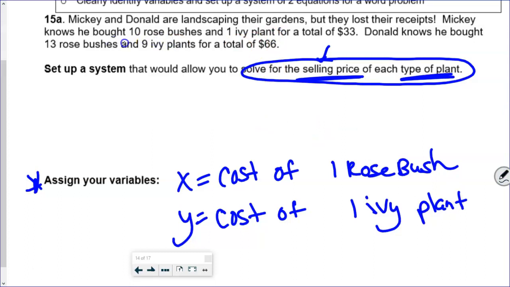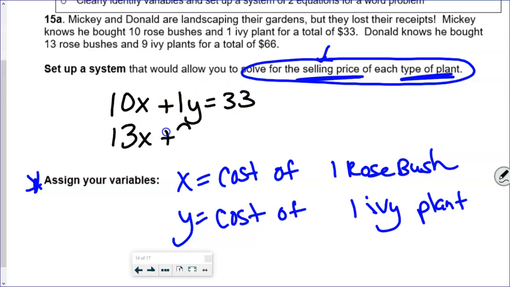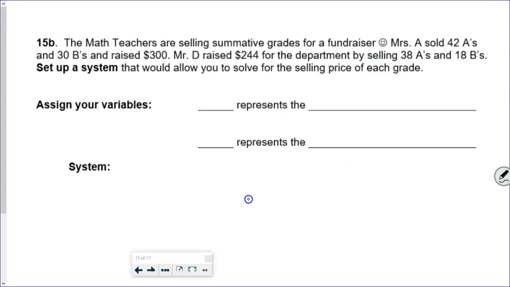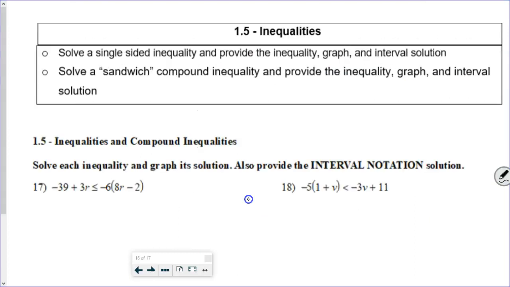So the first person, Mickey, bought 10 rose bushes and 1 ivy plant for $33. And then Donald bought 13 rose bushes and 9 ivies for $66. It does not matter what variables you chose to assign for these two unknown things. What does matter is that you're using them properly and you're explaining what they are very specifically. So be careful on that section. It looks really easy, but it's also very easy to mess up.